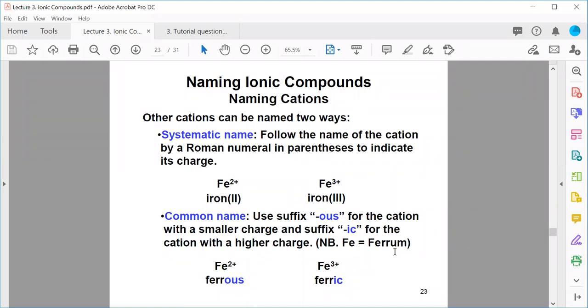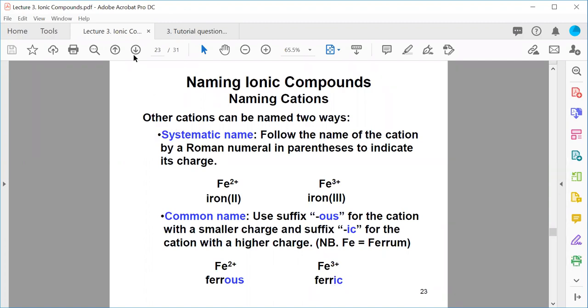So that's the first thing you need to know. Then you need to just determine the lesser charge and the greater charge on the ion. So in this example, the cation with the lesser charge is named, the name ferrum is changed to ferrous. So we use the suffix OUS. And then for the cation with the higher charge, the 3+, we use the suffix IC. So ferrum becomes ferric.